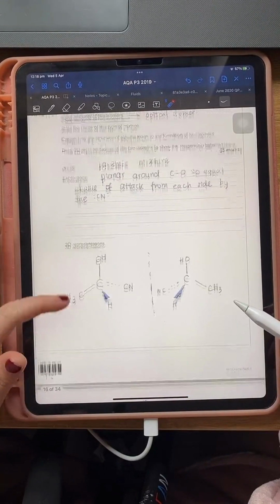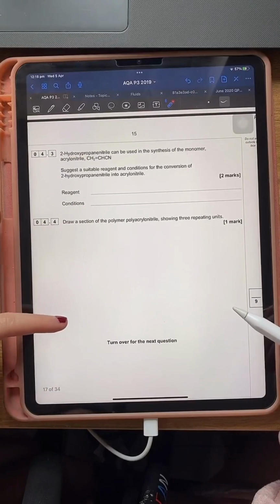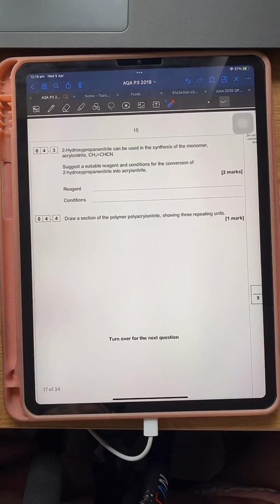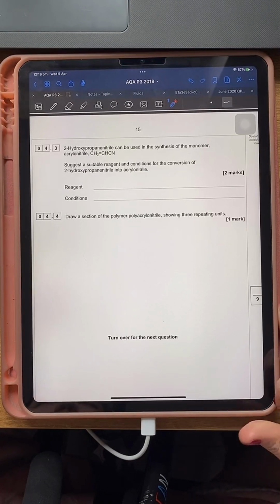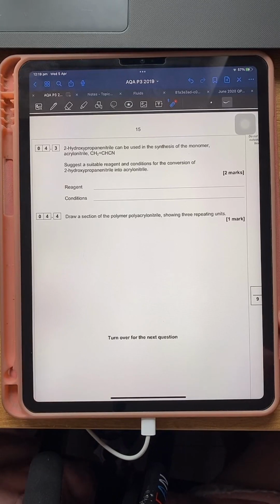Okay. So the next one that we have is 2-hydroxypropanenitrile can be used in the synthesis of the monomer, acrylonitrile. Suggest a suitable reagent and conditions for the conversion of 2-hydroxypropanenitrile into acrylonitrile. So this one you can memorize. We need to know the reagents and the conditions. So I've uploaded into my TikTok videos, you can see it. I have a video where I posted the organic compound flow sheet.